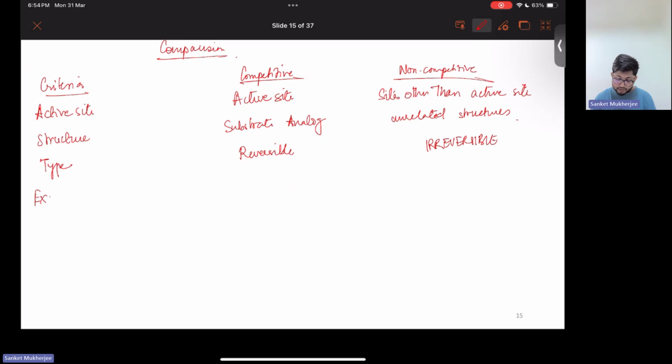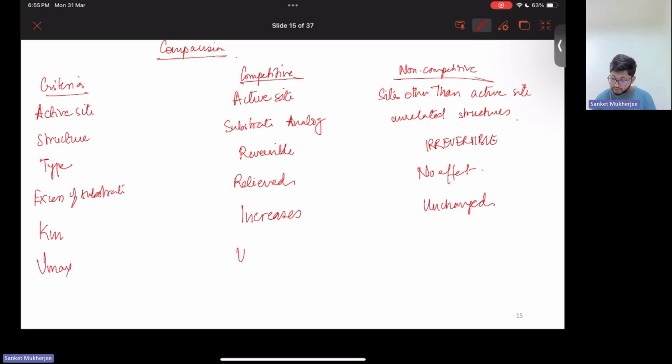If we have excess of substrate, then the inhibition is relieved in case of competitive; there is no effect in non-competitive. Km increases in competitive inhibition, it is unchanged in non-competitive inhibition. Vmax is unchanged in competitive inhibition, it decreases in non-competitive inhibition.